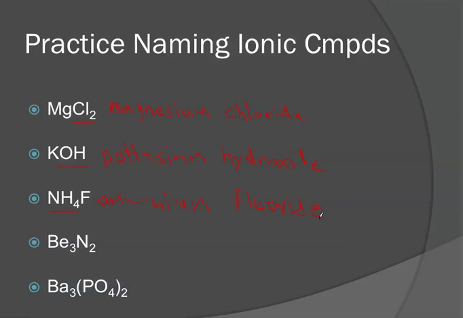Let's look at this last example. Even though there's parentheses, the naming rules aren't any different. The parentheses just tell us that there's a polyatomic ion. You won't see parentheses unless there's a polyatomic ion. So Ba.